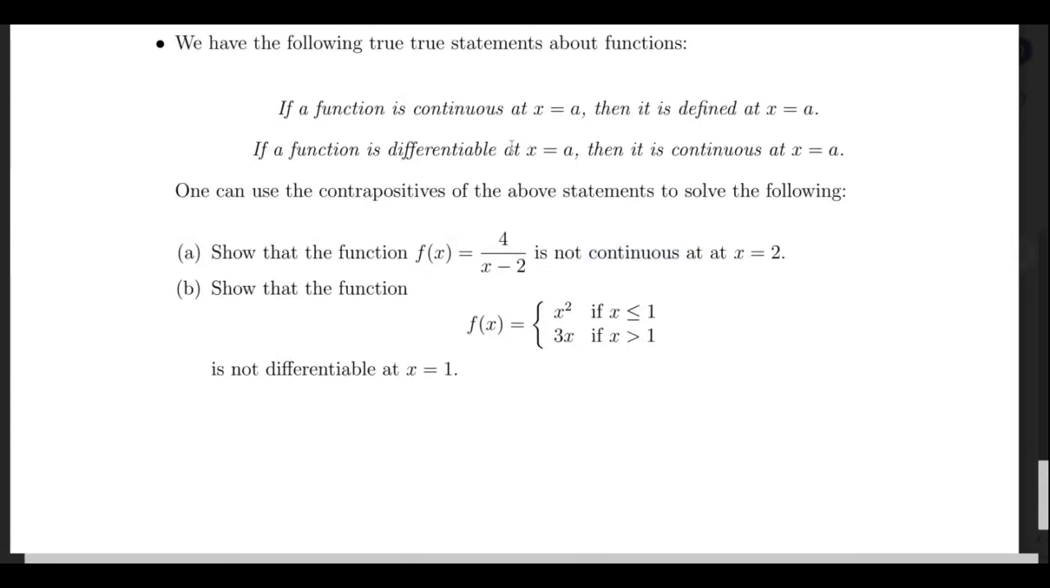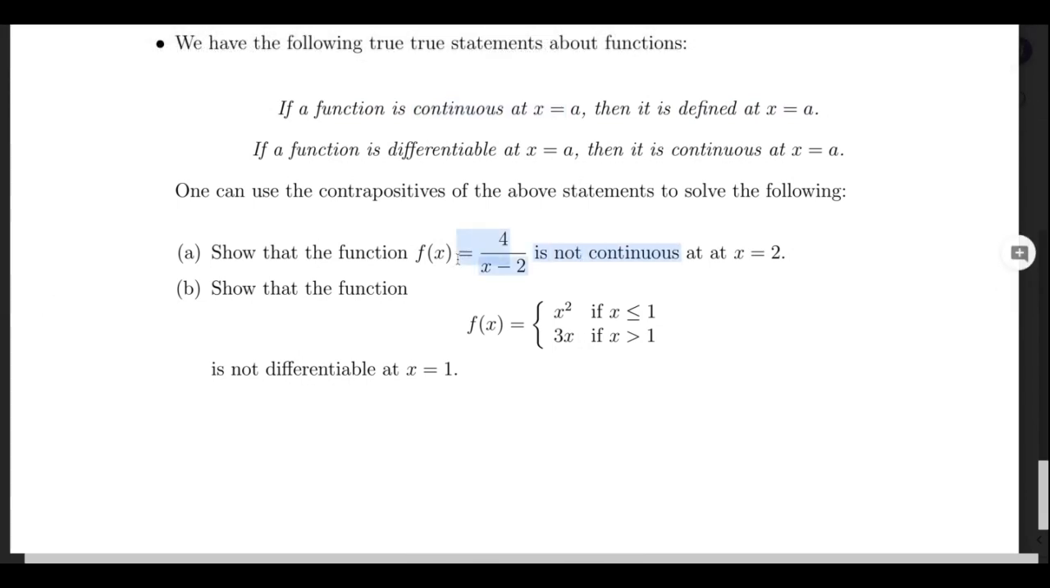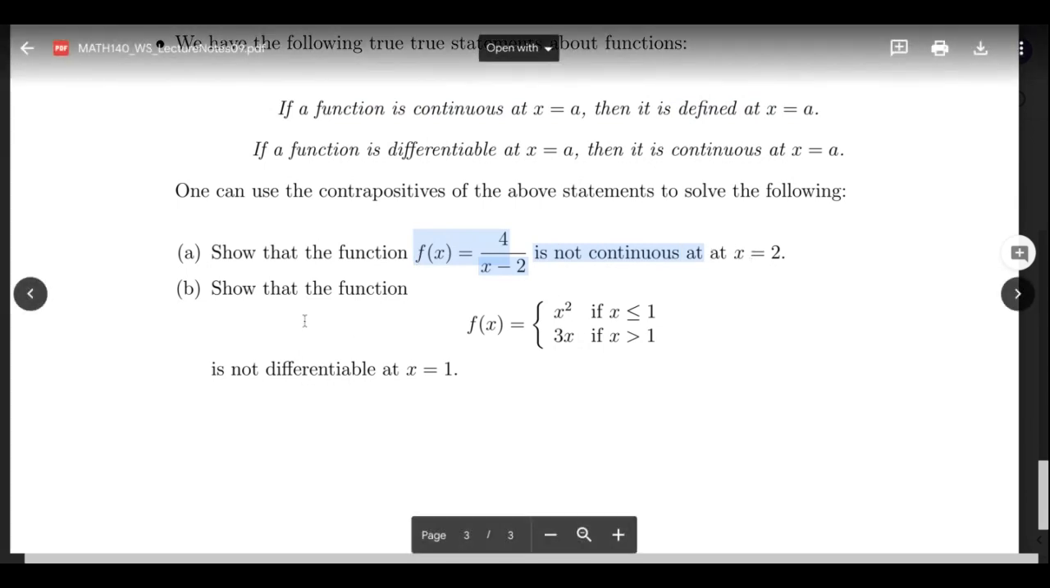We want to use the first statement. The first statement is saying if a function is continuous, then it's defined, right? So how do we use the contrapositive? The contrapositive is saying if it's not defined at a point, then it won't be continuous at the point. So we want to show this function is not defined at x equals 2, to show it's not continuous at x equals 2.